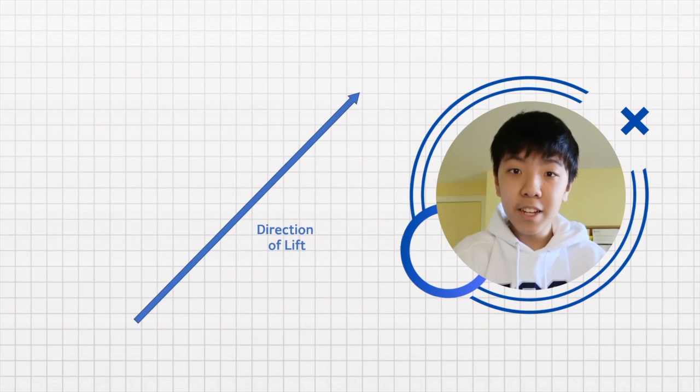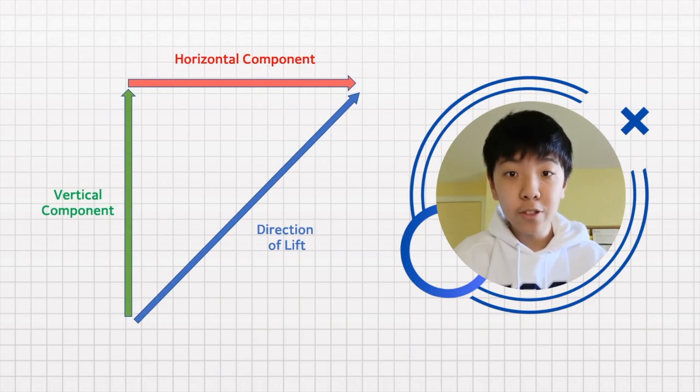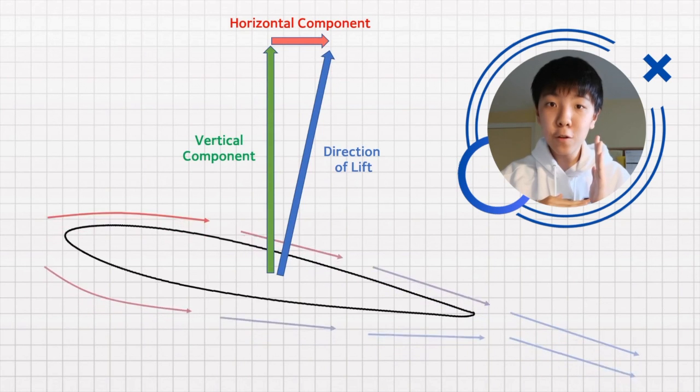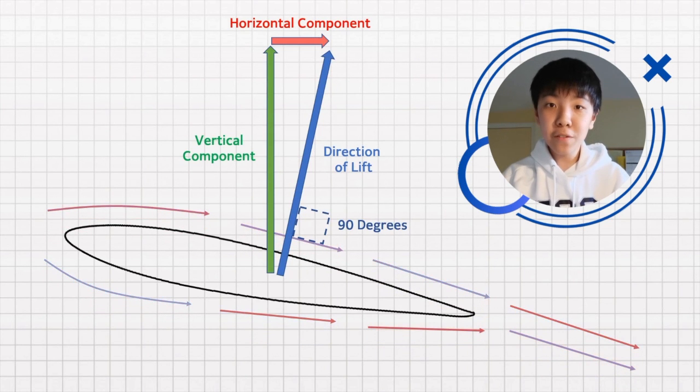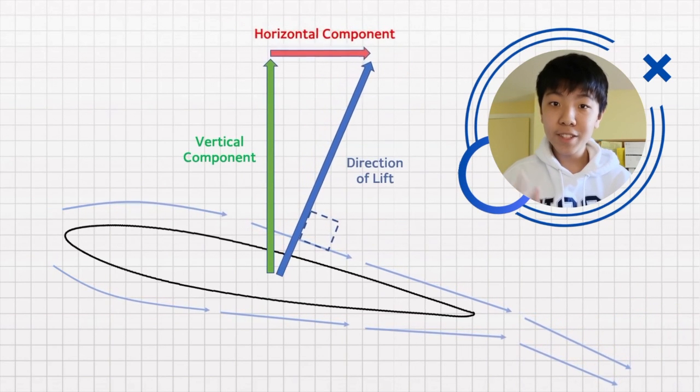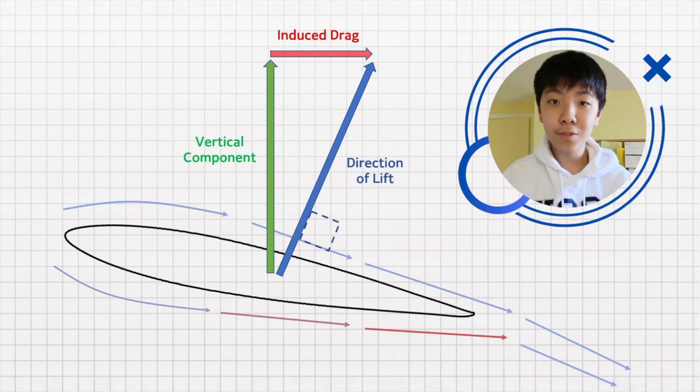To help you make this connection, let's break down the direction of lift into its vertical and horizontal vector components. Since the direction of lift is always perpendicular to the airflow coming towards it, when that airflow is deflected downward by wingtip vortices, you will get a rearward inclination of the direction of lift. Notice that the horizontal component increased as wingtip vortices formed. This horizontal component is induced drag.